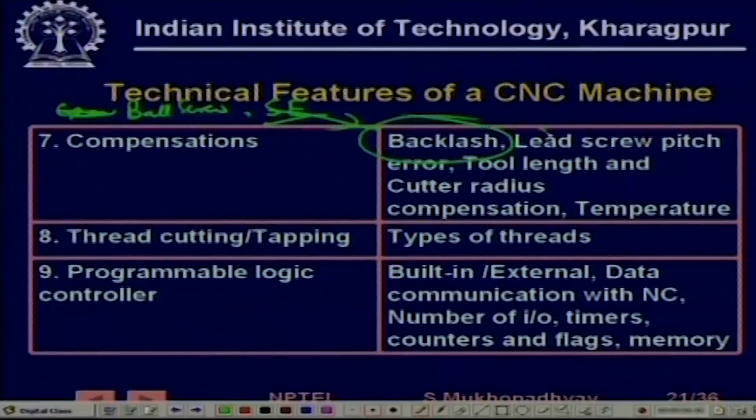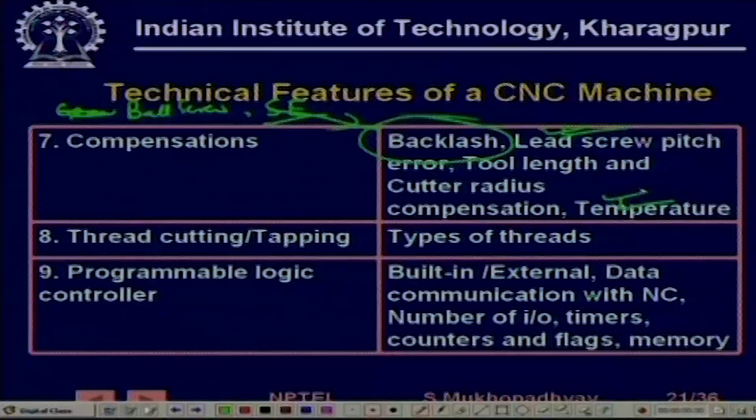There can be lead screw pitch error, that is, one rotation of the lead screw may not lead to an advancement of exactly the same amount all along the screw. Then there are compensations required for tool length and the cutter radius, the thing that I was just talking about. Because of the finite dimension of the tool, you need to create such a motion that the tip actually cuts according to the position where you want to cut it.